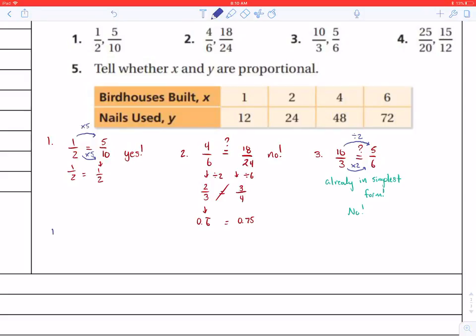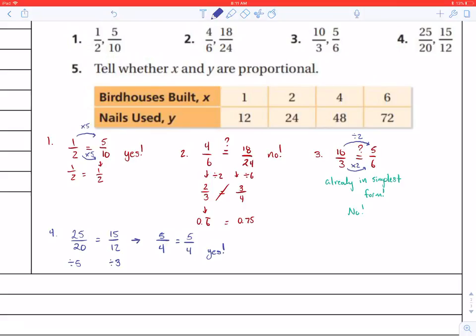Okay, let's check number 4. For number 4, we're comparing 25 is to 20 as 15 is to 12. We can reduce both of these values down. We can reduce 25 over 20. We can divide that by 5. And then 15 and 12, we can divide that by 3. I'm going to put it over here on the side. 25 divided by 5 equals 5. 20 divided by 5 equals 4. And then let's see if that's equal to 15 divided by 3 is also 5. And 12 divided by 3 is 4. Yes, they do have the same simplest form, so they are proportional to one another.